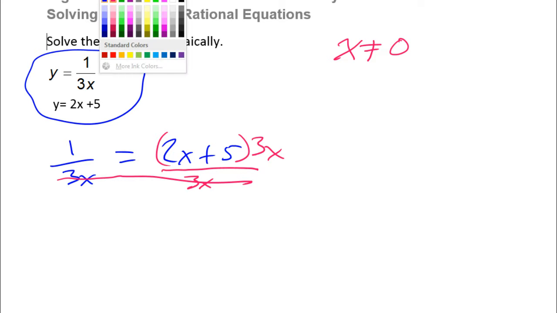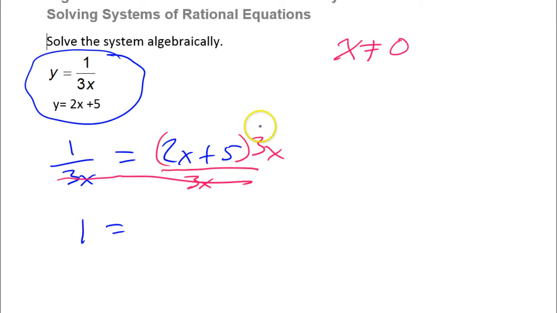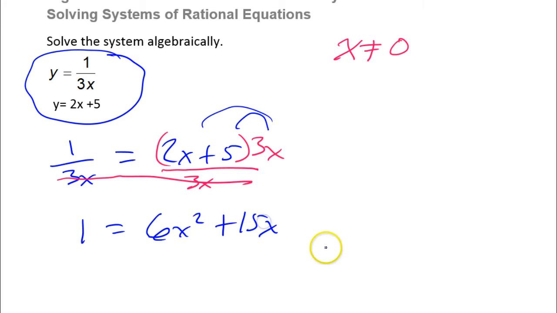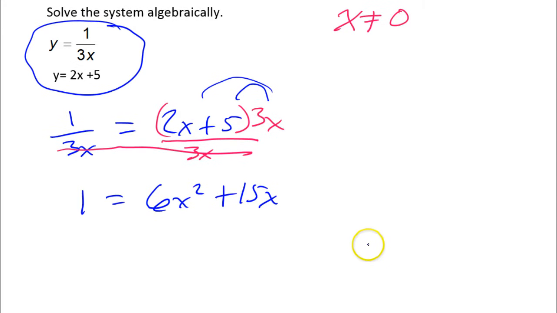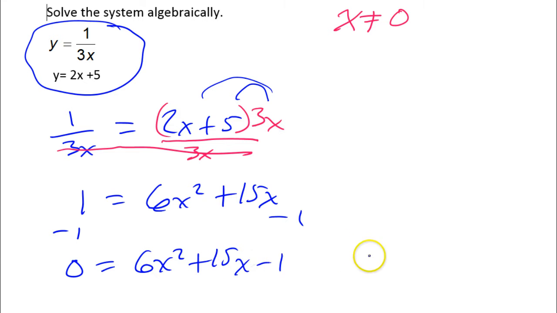So that's going to give me 1 equals, little distributive property here. So that'll be 6x squared plus 15x. What do I do now? Yeah, Hidayah said let's subtract the 1 from both sides. As soon as you see that we have x squared and x, you know you need 0 on one side. So let's subtract that 1 from both sides. So I have 0 is equal to 6x squared plus 15x minus 1.